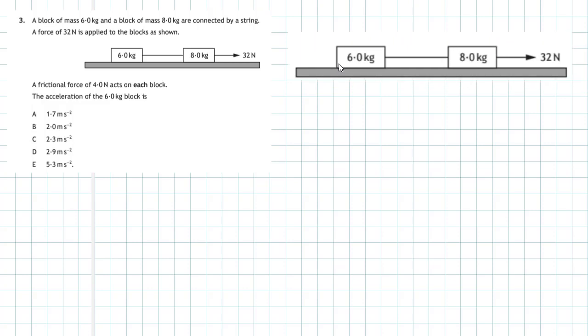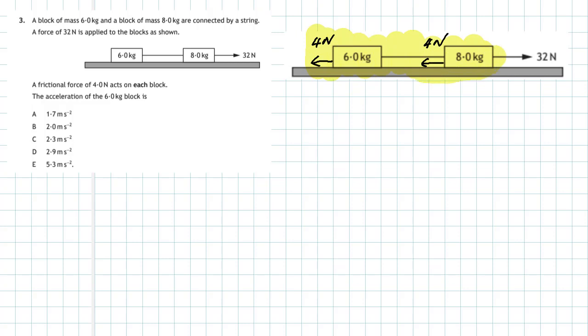So the diagram, made a little bit bigger, looks like that, and if we put in the frictional forces on the 6 kilogram block, acting back the way, we have 4 newtons. And on the 8 kilogram block, we've also got 4 newtons as well. Now, the key thing to point out in this question is that the 32 newton force is pulling this system here.